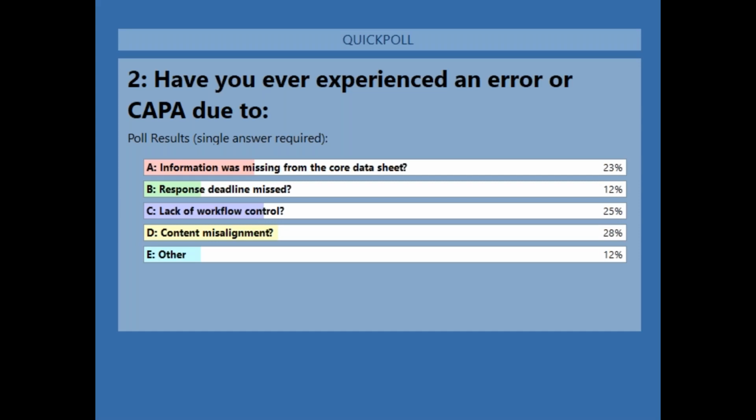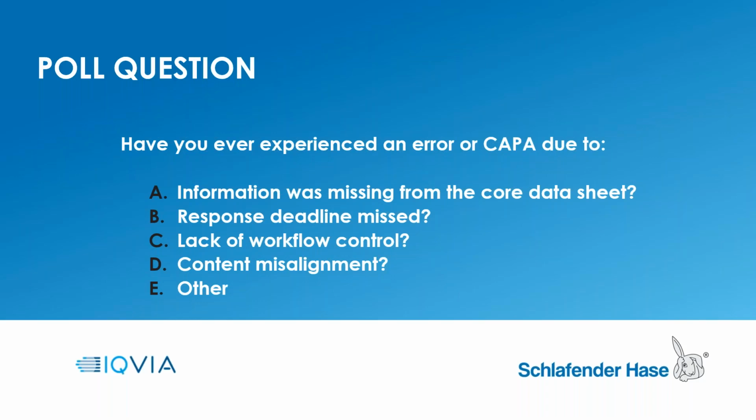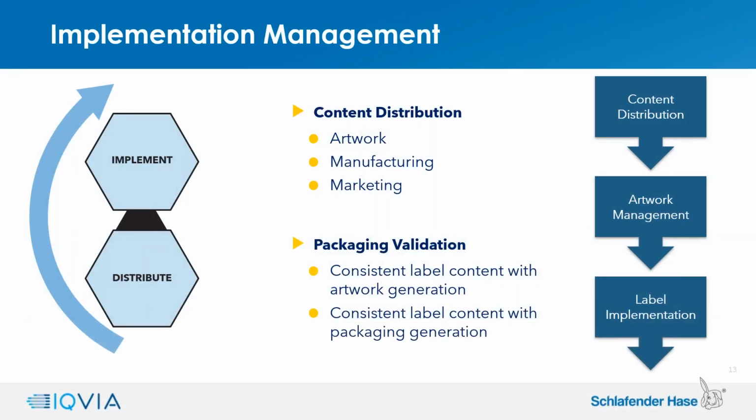Okay then, so let's move to implementation management. So I think historically this has been the area that has gotten the least amount of focus, and this is probably because it resides in the manufacturing area of your organization, and it's just seen as, well, we handed it off and we no longer need to think about it. But when you really do think about it, you need to consider if there's a seamless transition of that approved content to your label artwork department, for content distribution.